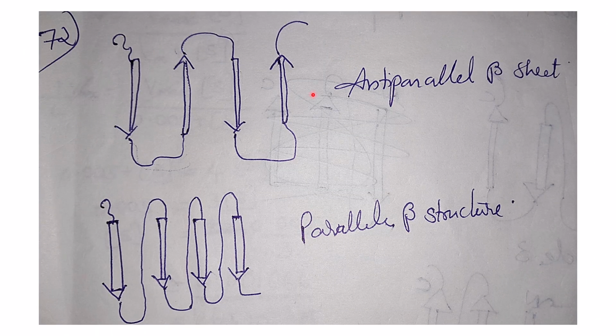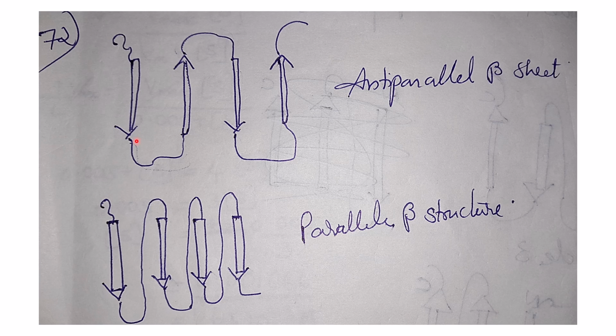If you take the case of anti-parallel beta strands, you can see that they run in opposite directions, that is N to C, then again N to C, then again N to C, and again N to C. So that is an anti-parallel beta sheet. They are not in the same orientation. Whereas in a parallel beta sheet structure, if you see, they run in the same direction. So N to C, N to C, N to C, N to C. That is, in the same direction they are running.